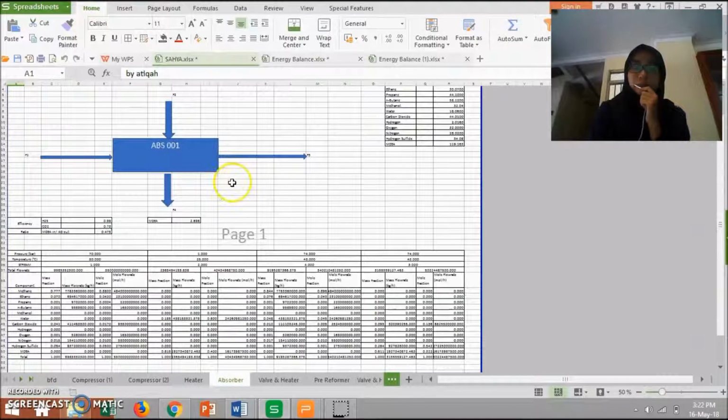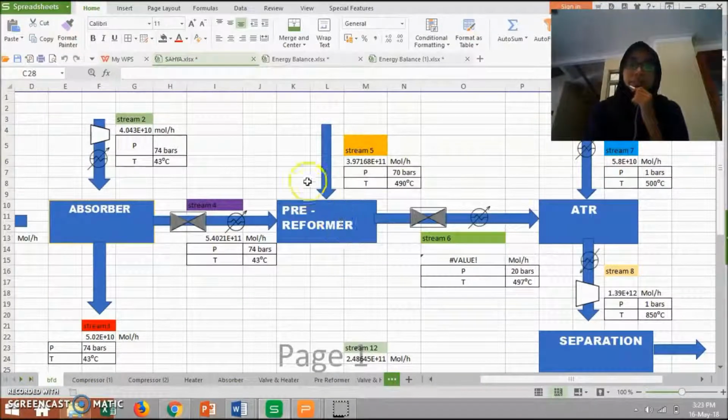As for the absorber, because it is a non-reactive unit, I did not calculate any energy balance because I obtained the temperature and the pressure the same as the unit. Then the second unit is the pre-reformer. The pre-reformer is a reactive unit. So I'm using a valve to reduce the pressure and also a boiler.